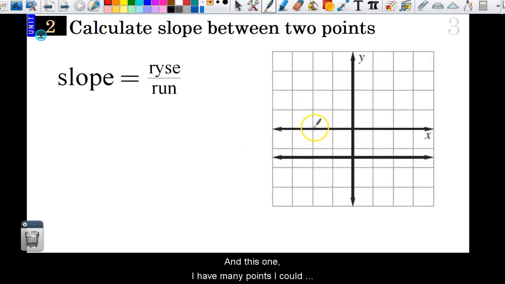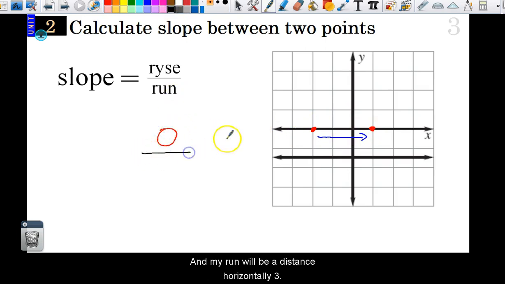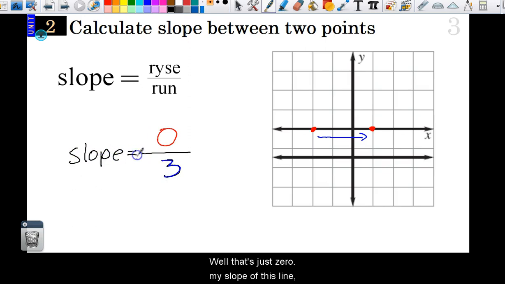On this one, I have many points I could choose from that are right on the grid. And so I'm going to identify these 2 points. Now, if I go left to right, what is my rise? Did I go up or down? No, I did not. My rise would be 0, and my run will be the distance horizontally, 3, so 0 over 3. So what's my slope? What's 0 divided by 3? Well, that's just 0. My slope of this line, which is horizontal, is 0.